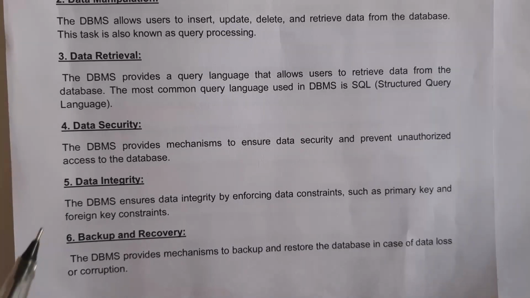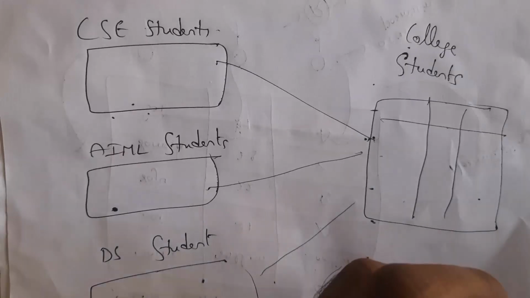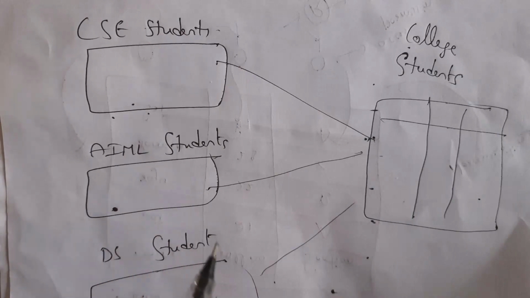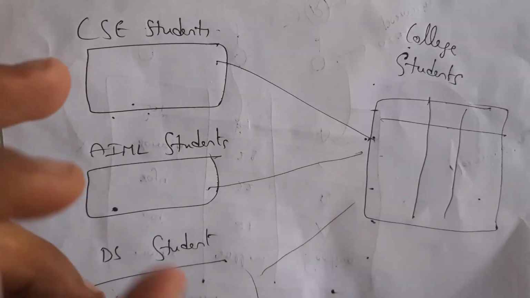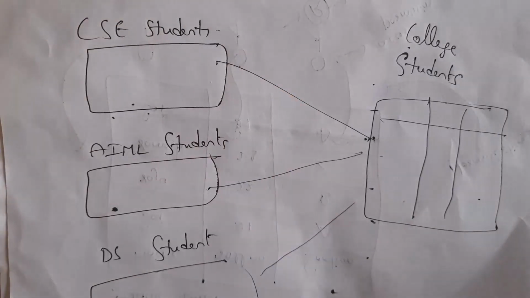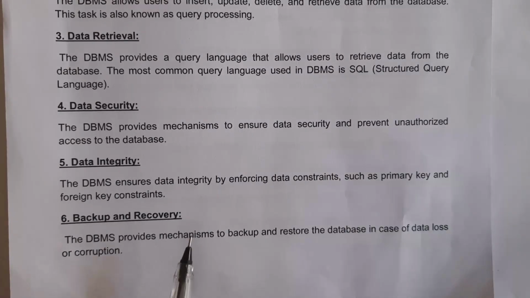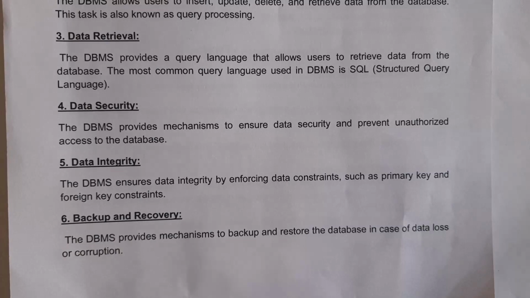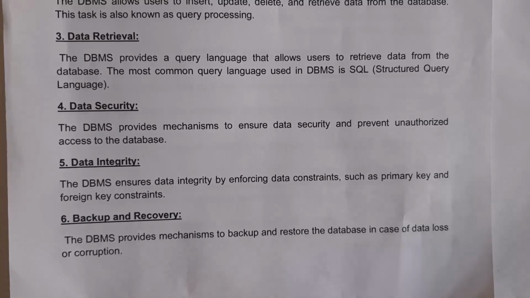And fifth task is data integrity. For example, I want to create one table by integrating various tables. So even if you integrate data from various tables, the data will be correct. And sixth task is backup and recovery. Backup is nothing but whatever data is present in the database, we will store multiple copies of the data. So even if any data loss or data corruption occurs, we can restore data very easily. Recovery is nothing but restoring data.